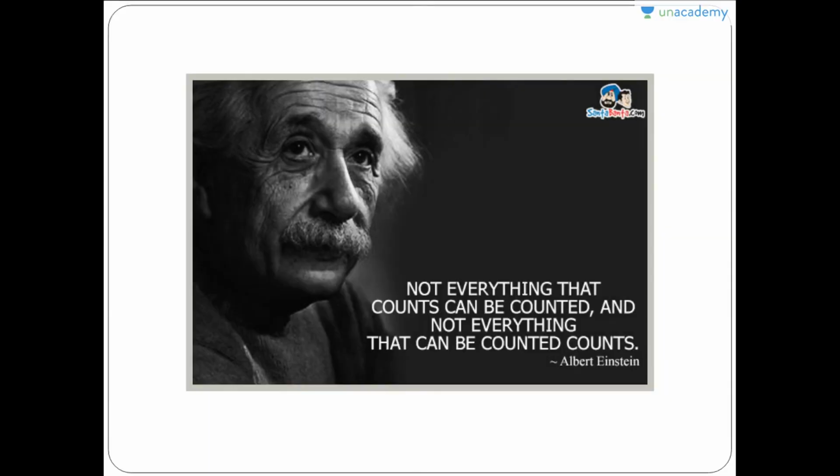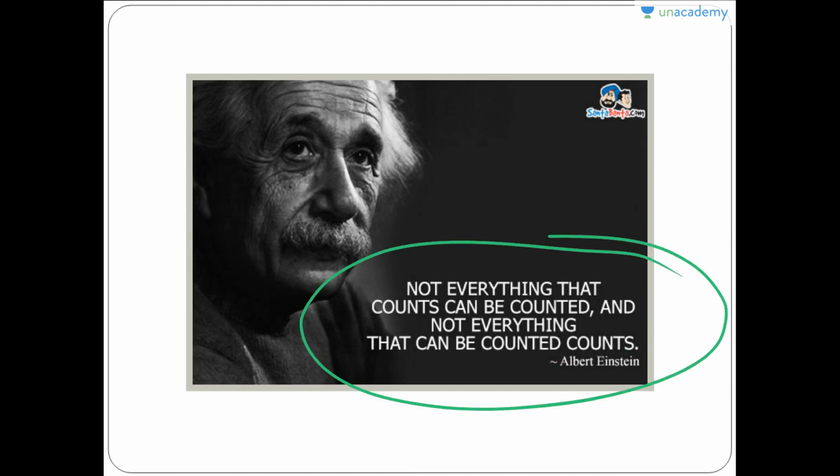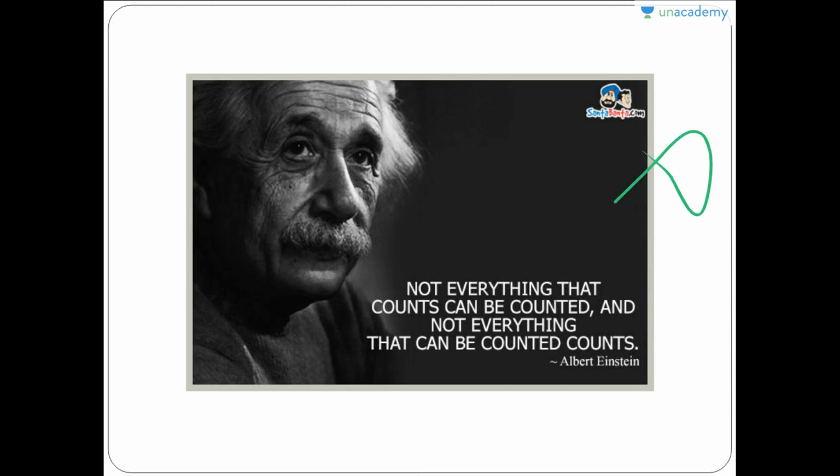Here is a quote by Albert Einstein, and it reads: not everything that counts can be counted, and not everything that can be counted counts. Again you see the idea of crisscrossing. Counts can be counted, and can be counted counts. They are the same words, just arranged differently, and both of them have meaning, and this entire statement has meaning. So it is an example of chiasmus again. You just have to relate with the idea of crisscrossing.